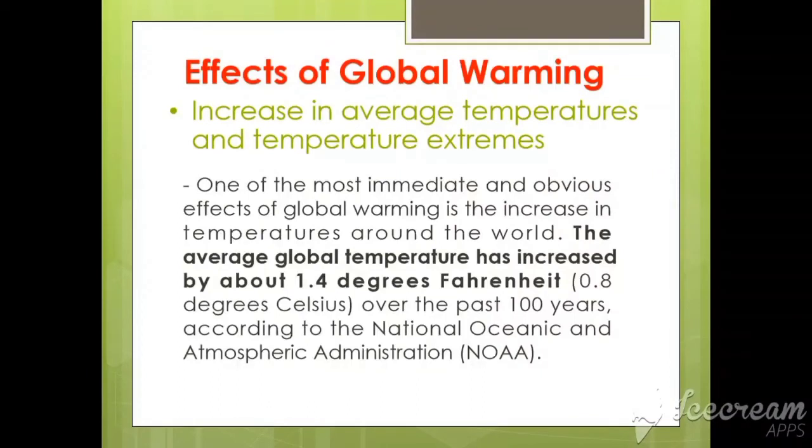Effects of global warming: increase in average temperature and temperature extremes. One of the most immediate effects of global warming is the increase in temperature around the world. The average global temperature has increased by about 1.4 degrees Fahrenheit, according to NOAA, the National Oceanic and Atmospheric Administration.